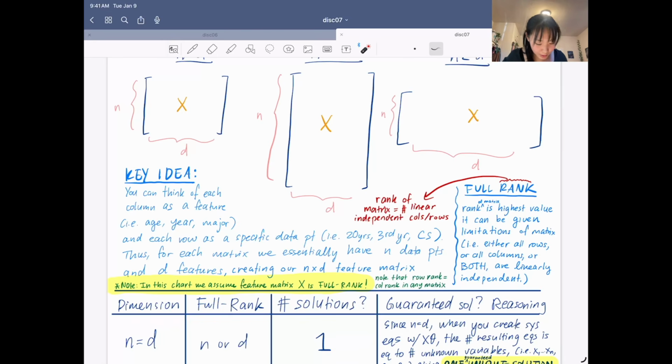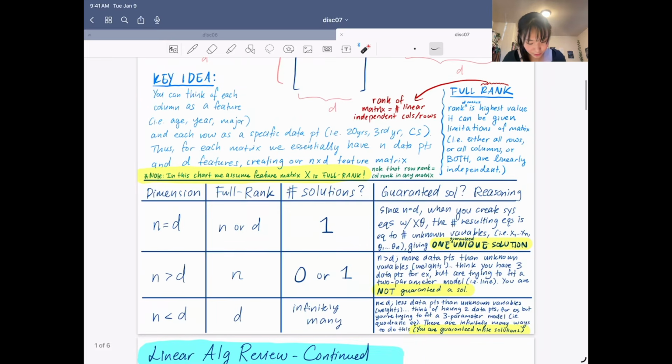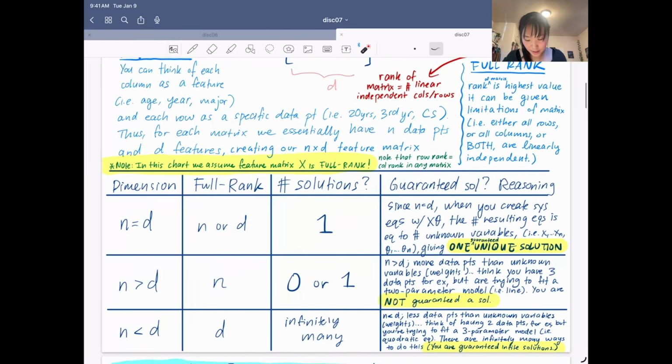And so we really have a lot of scenarios here because depending on whether there are more rows or more columns, the maximum rank depends on the number that is smaller. And to better illustrate that, let me show you what it means when a matrix is full rank. And so note in this chart that we assume every feature matrix X is full rank.